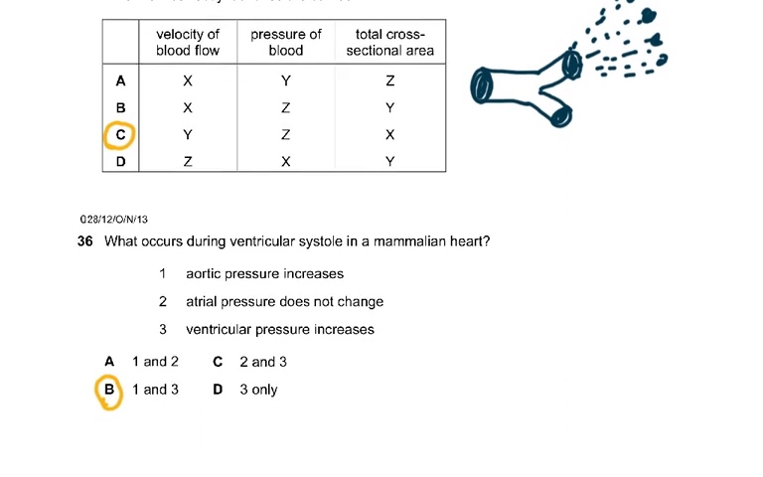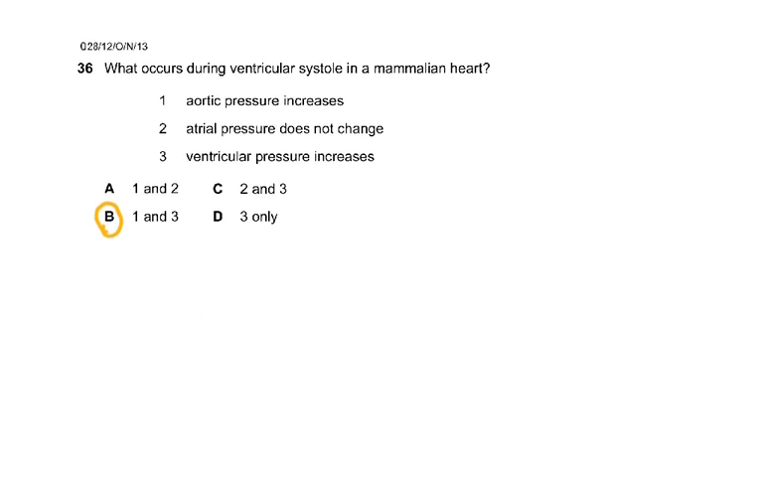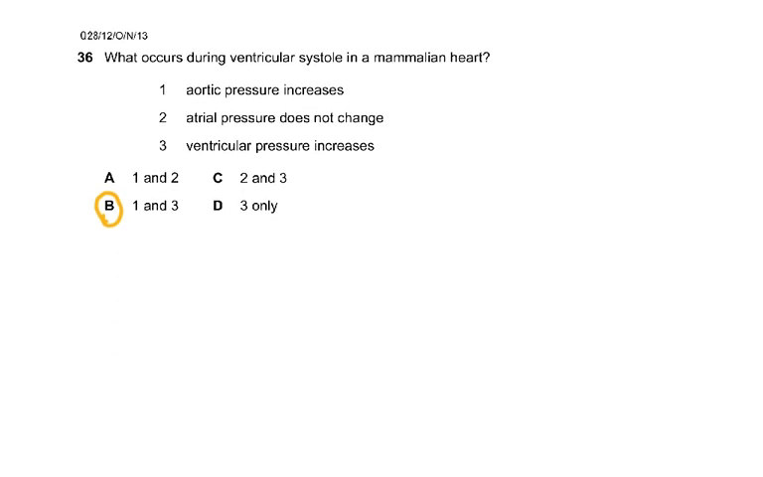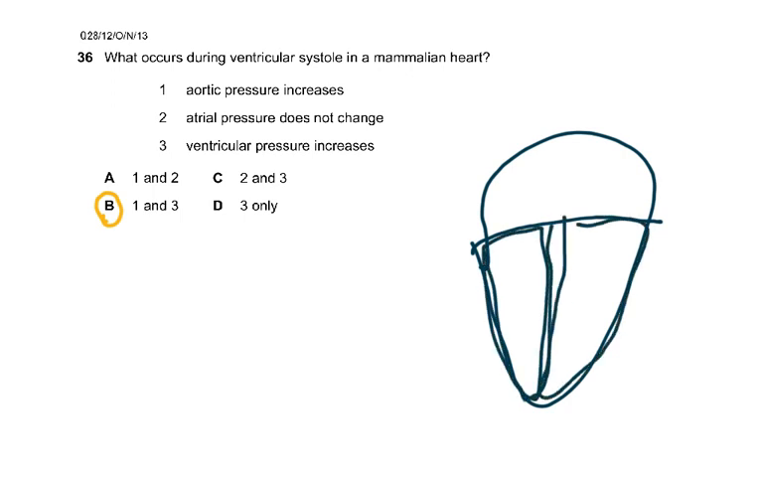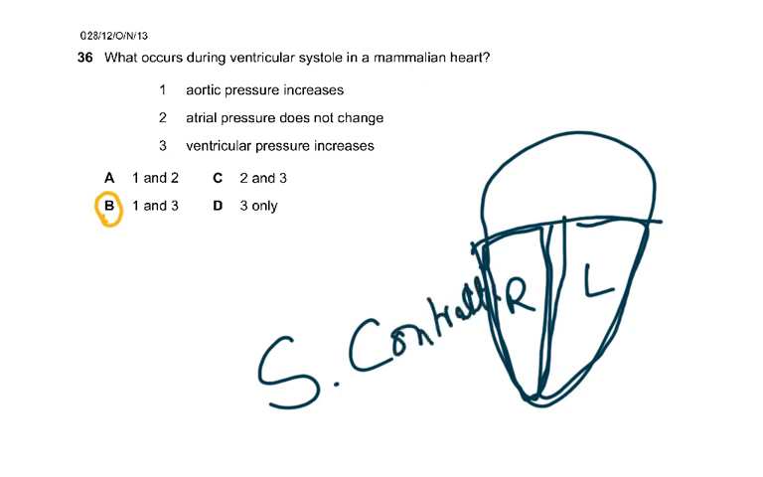Then coming on to 36, what occurs during ventricular systole in a mammalian heart? Aortic pressure increasing. Ventricular systole means when the ventricle contracts. So the ventricle contracts. This is the right ventricle. This is the left ventricle. They haven't said which, they just said generally. I told you systole is contract. When the ventricle contracts, what is going to happen?